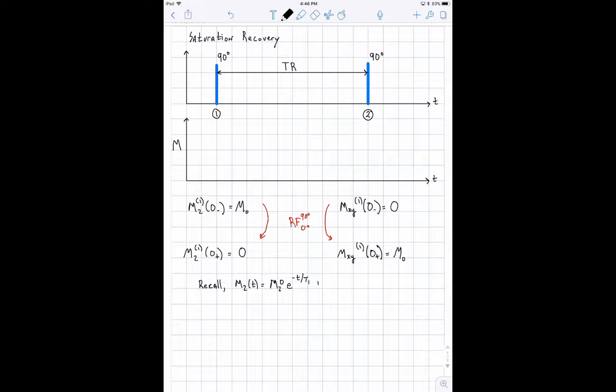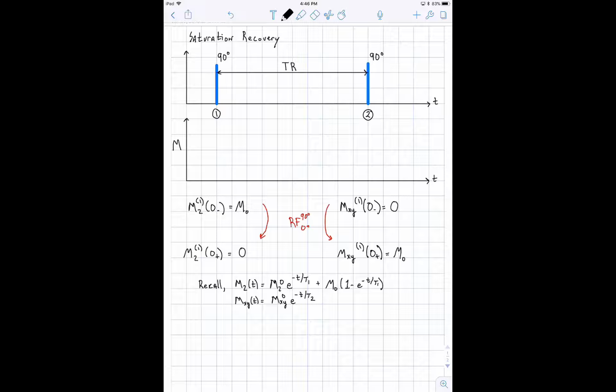And then we have our recovery term as well, which is M0 times 1 minus e to the minus t over T1. So that's one expression for relaxation. And the second expression we have for relaxation is what happens to Mxy as a function of time. That's just Mxy0, our initial condition, which is going to decay away as a function of t. So those are just the general expressions for what should happen to our magnetization.